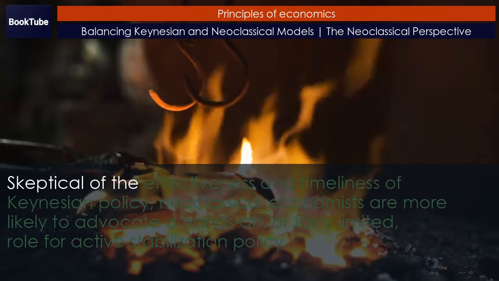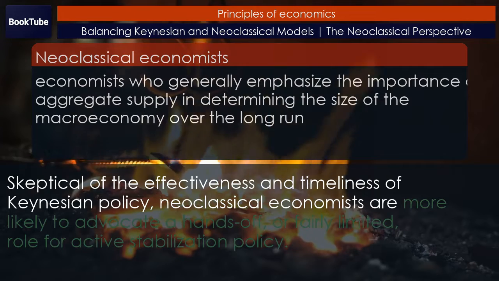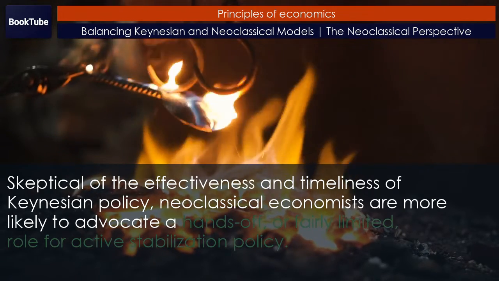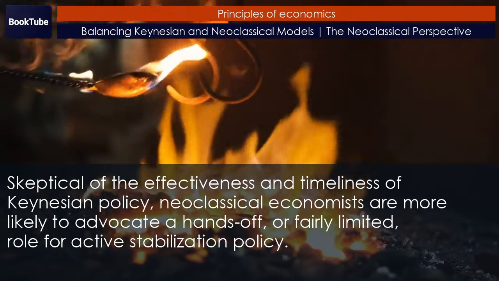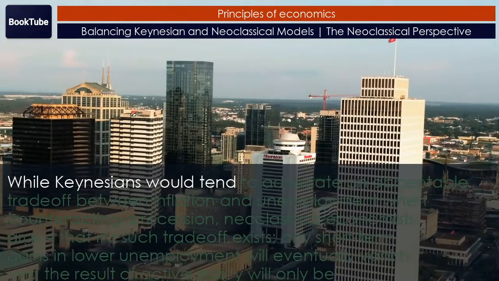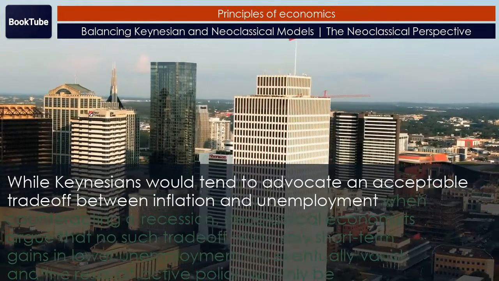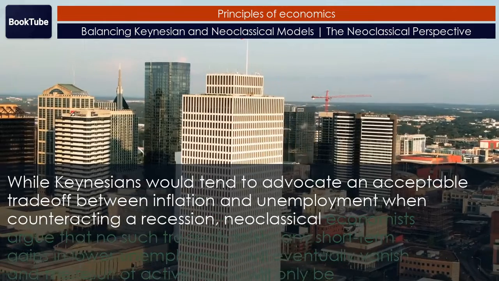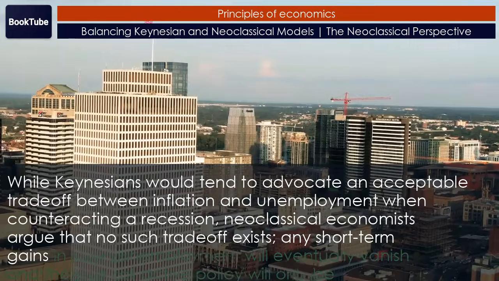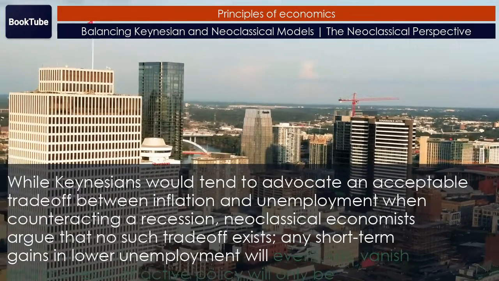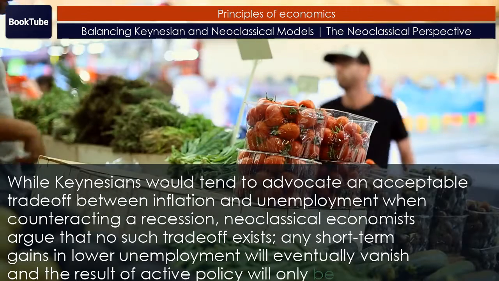Skeptical of the effectiveness and timeliness of Keynesian policy, neoclassical economists are more likely to advocate a hands-off, or fairly limited, role for active stabilization policy, while Keynesians would tend to advocate an acceptable trade-off between inflation and unemployment. When counteracting a recession, neoclassical economists argue that no such trade-off exists. Any short-term gains in lower unemployment will eventually vanish, and the result of active policy will only be inflation.